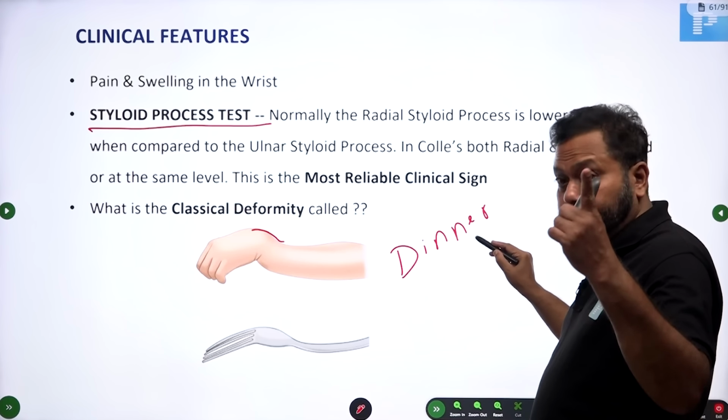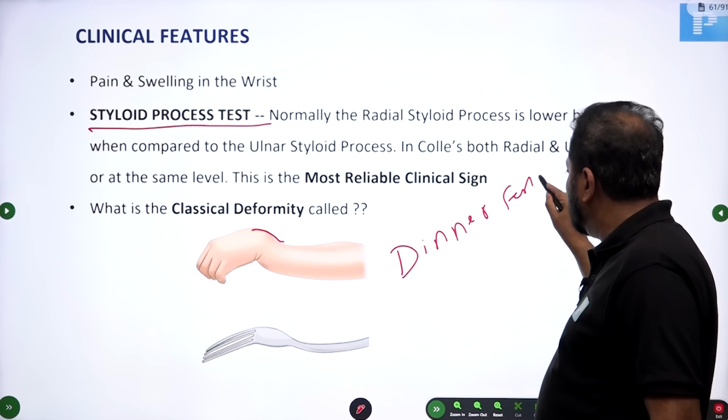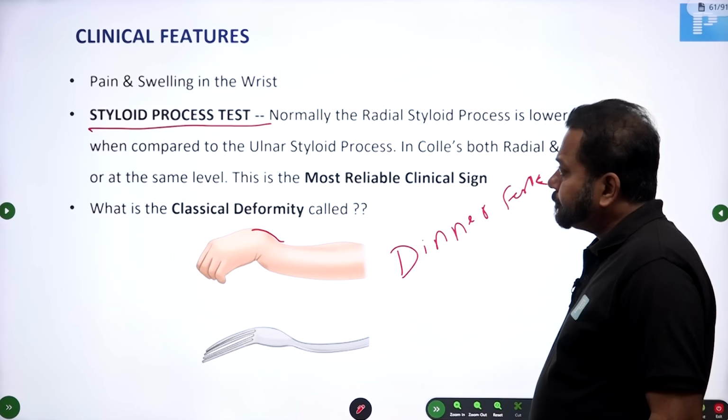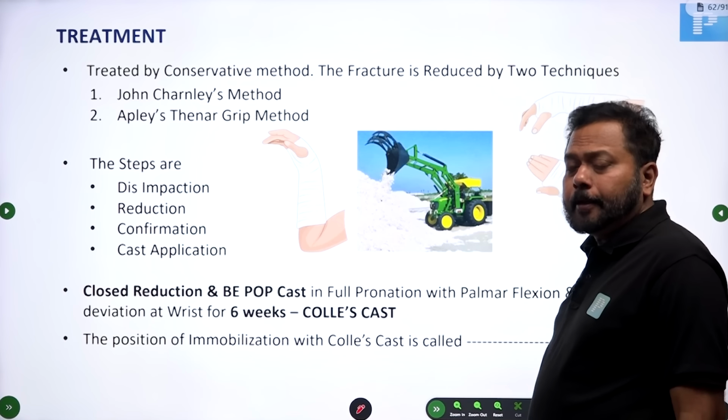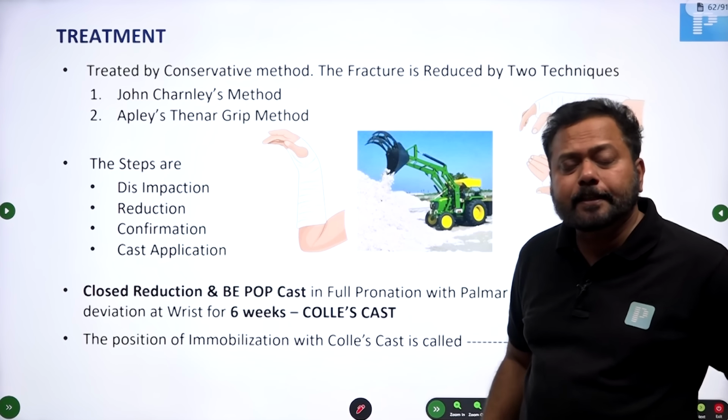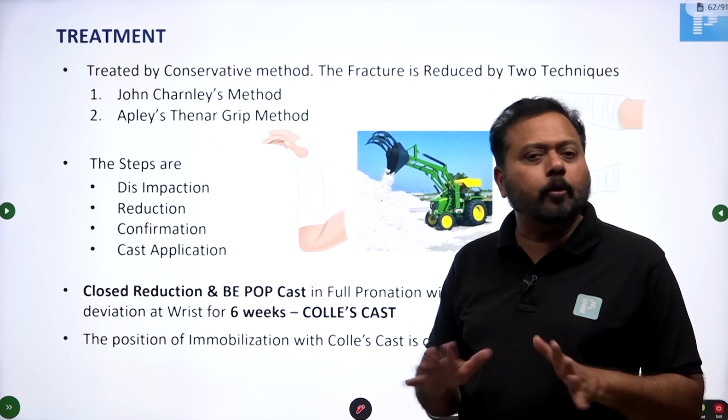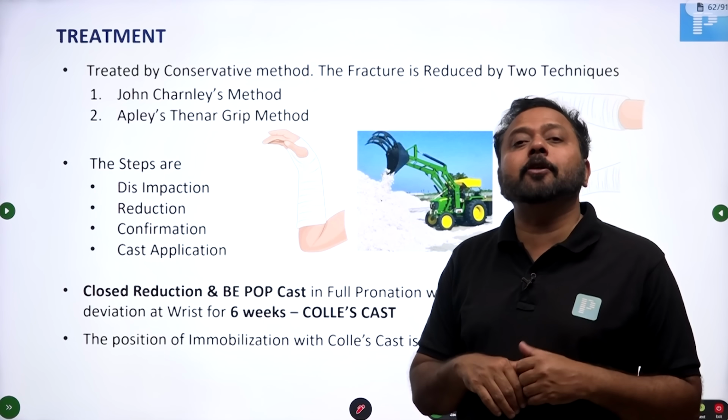Okay, a repeated question: dinner fork deformity. And the treatment of choice of Colles fracture is essentially conservative, POP. No need of any surgery because it is extra-articular.